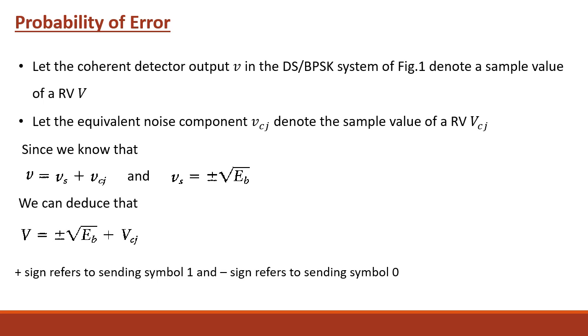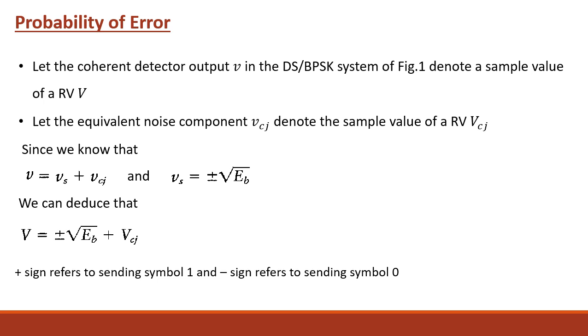Next we move on to the determination of the probability of error. Let the coherent detector output, small v, in the DS BPSK system as shown in figure 1, denote the sample value of a random variable indicated as capital V. The noise component at the output of the coherent detector, as we had seen earlier, small Vcj, let it denote the sample value of a random variable capital Vcj.